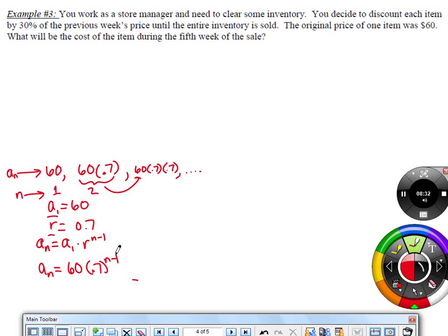So when they ask me for the price the 5th week, I'm not going to figure out all the prices in between, though if you were in a bind, you could do that. I'm going to say, what is 60 times 0.7 to the 5 minus 1 power? I'm going to do that calculation. That's 0.7 to the 4th power, multiplied by 60. And I basically get that a5 is this number. So in the context of the problem, that week they are charging $14.41 for this item.